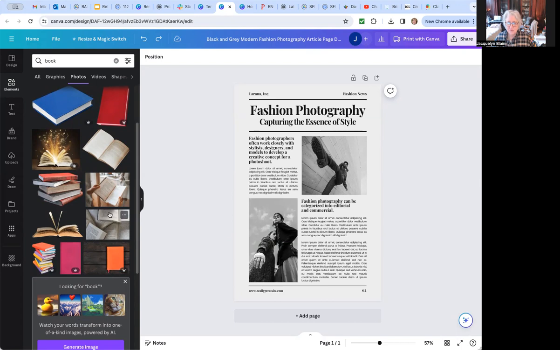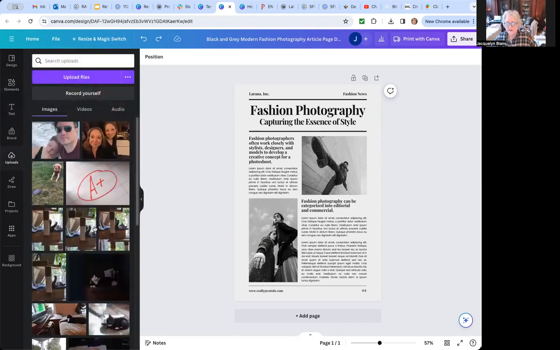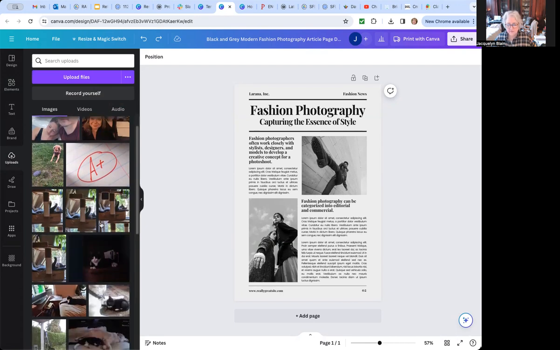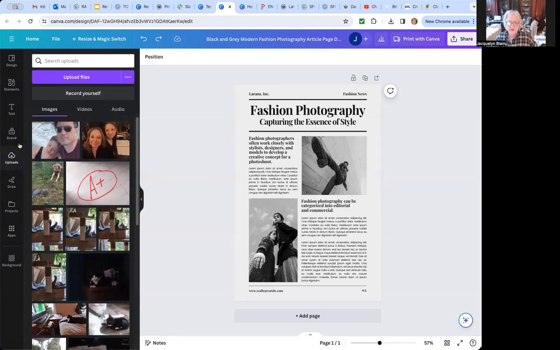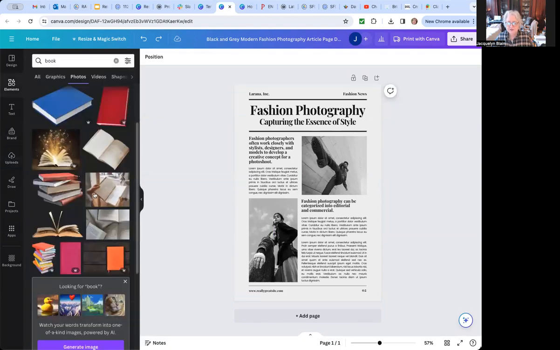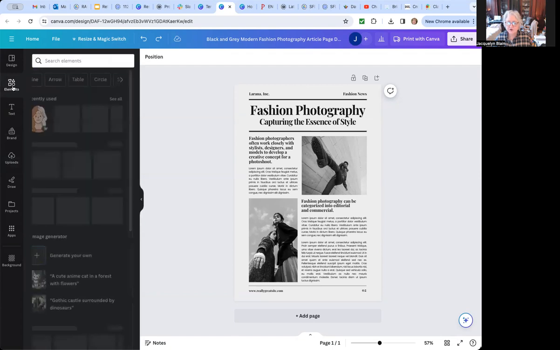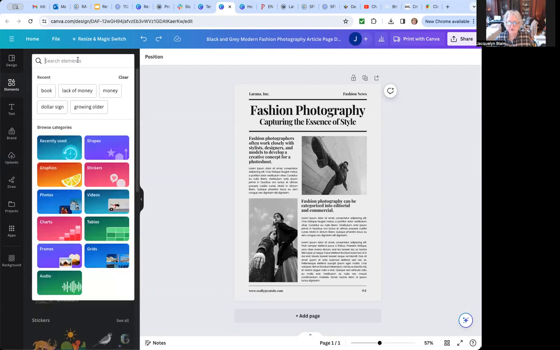You can also upload your own images, just using uploads. You can see the things that I put in here is my late cat and my family and my dog and a turtle. So I've uploaded quite a lot. So it's really fun. So you can look for all kinds of elements. You can look for, like I said, books.